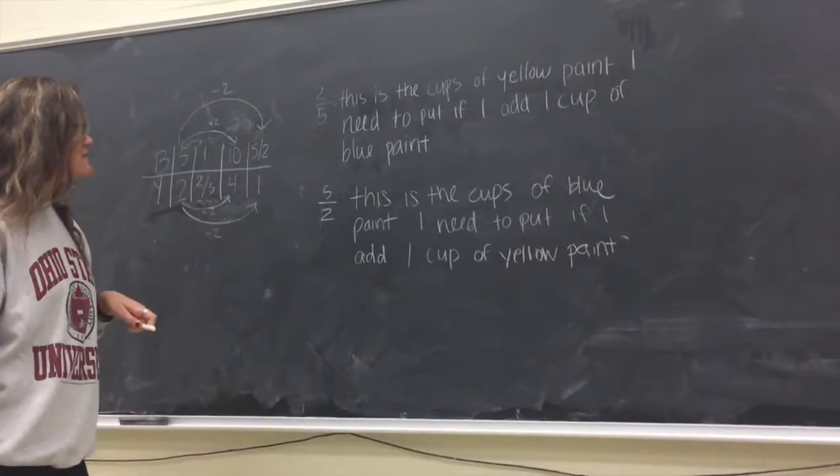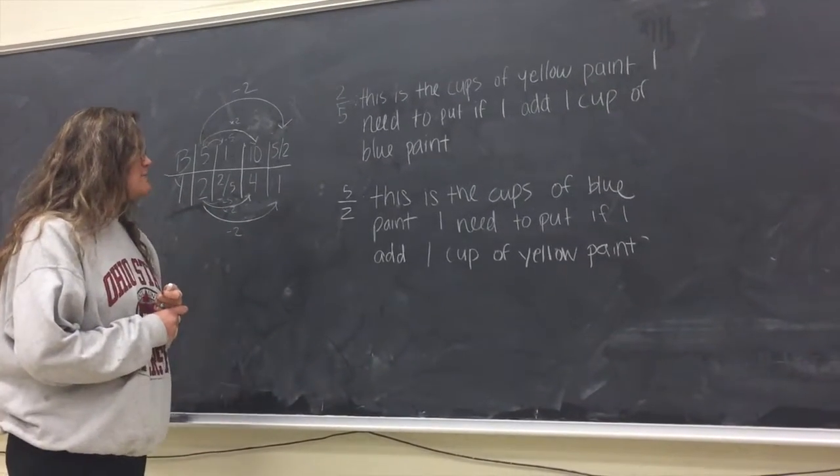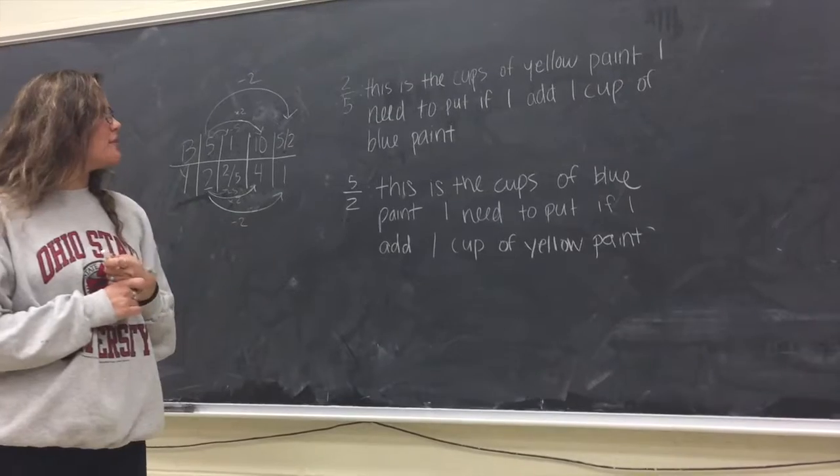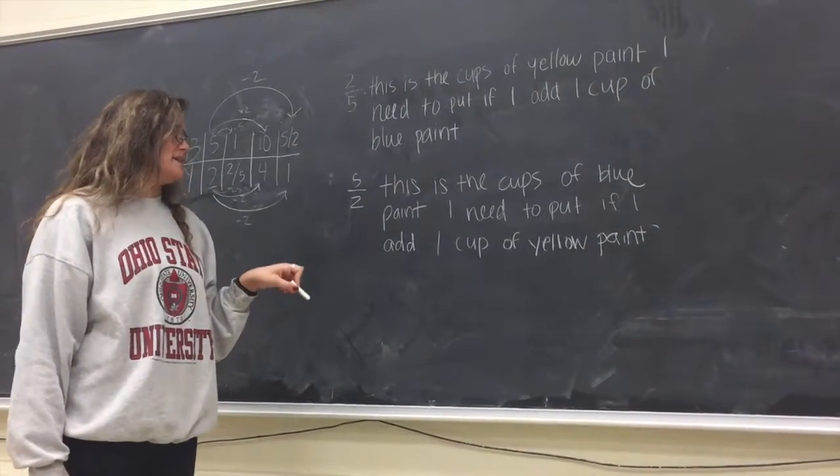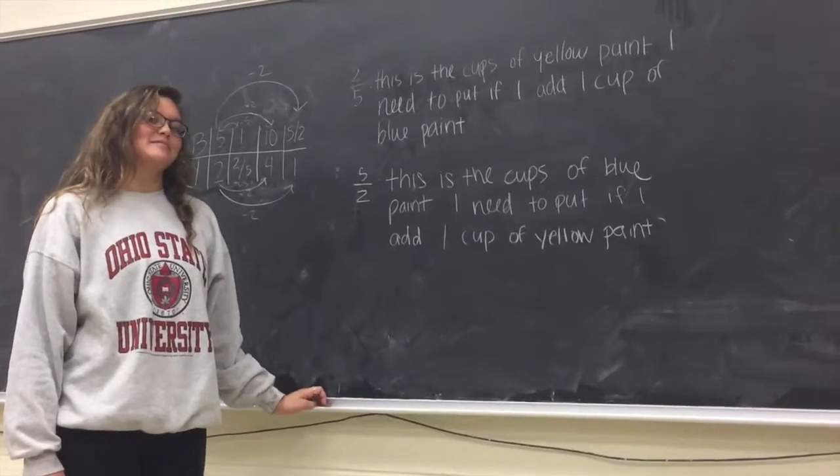So then for 2/5, this is the cups of yellow paint I need to put if I add 1 cup of blue paint, and then for 5/2, this is the cups of blue paint I need to put if I add 1 cup of yellow paint.